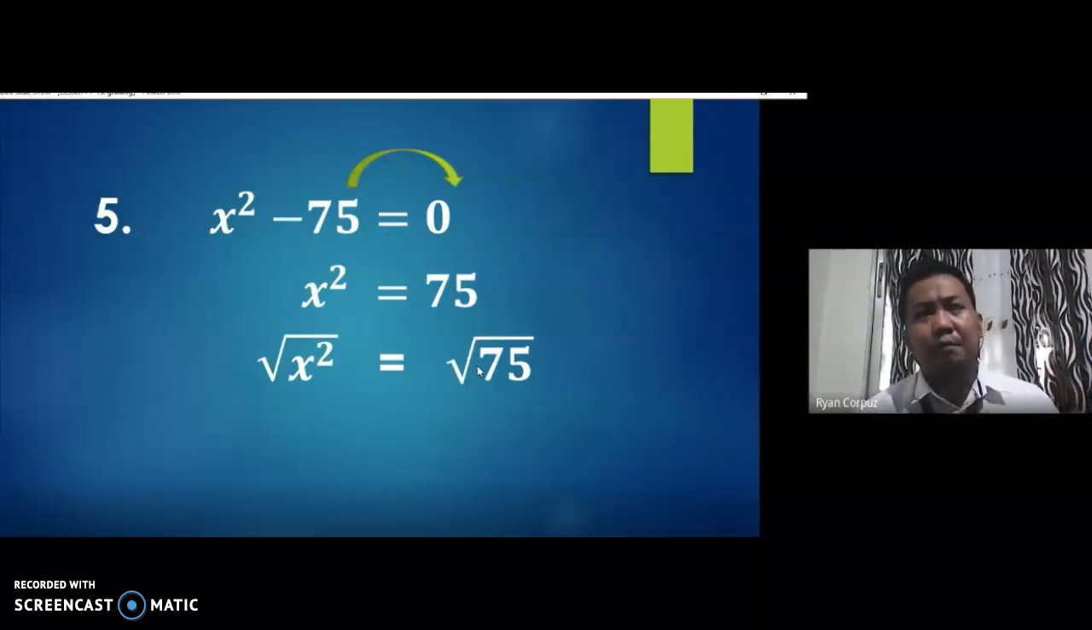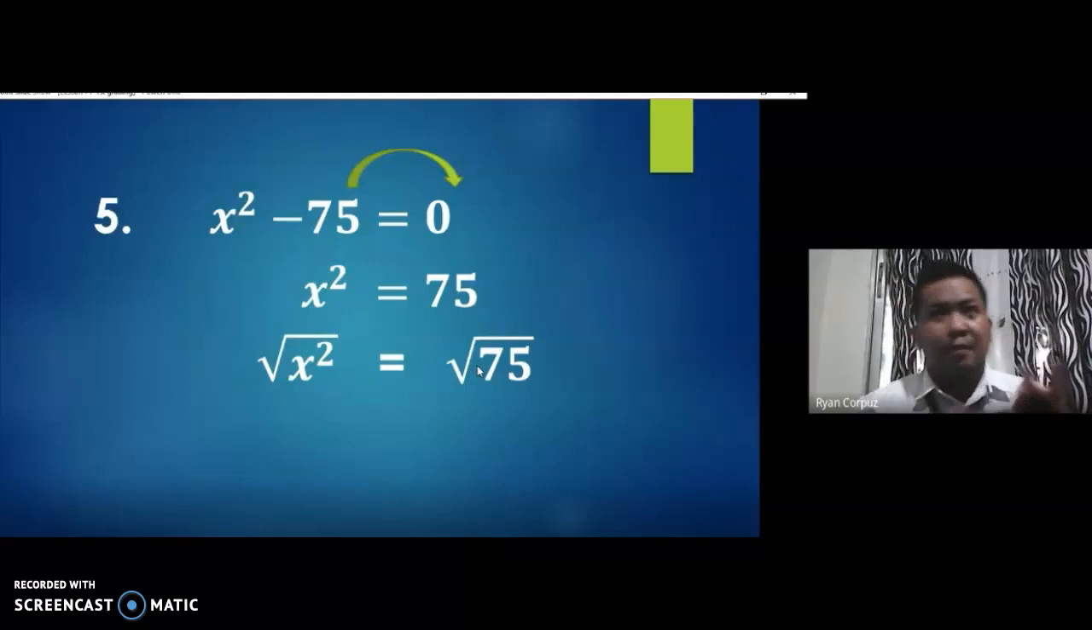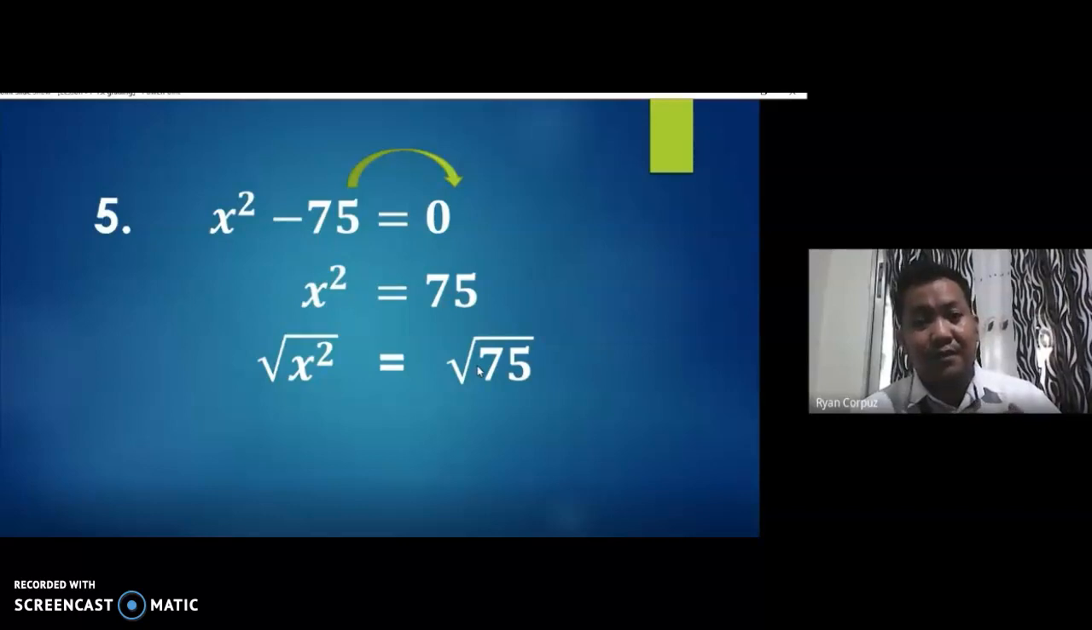Look at 15 times 5. 5 is a prime number. 15 is a composite number, meaning it has factors. But the factors of 15, which are 5 and 3, are both prime numbers. So that's why 15 and 5 are not the factors to be used as factors of 75 for us to solve the quadratic equation. Let's find other factors.